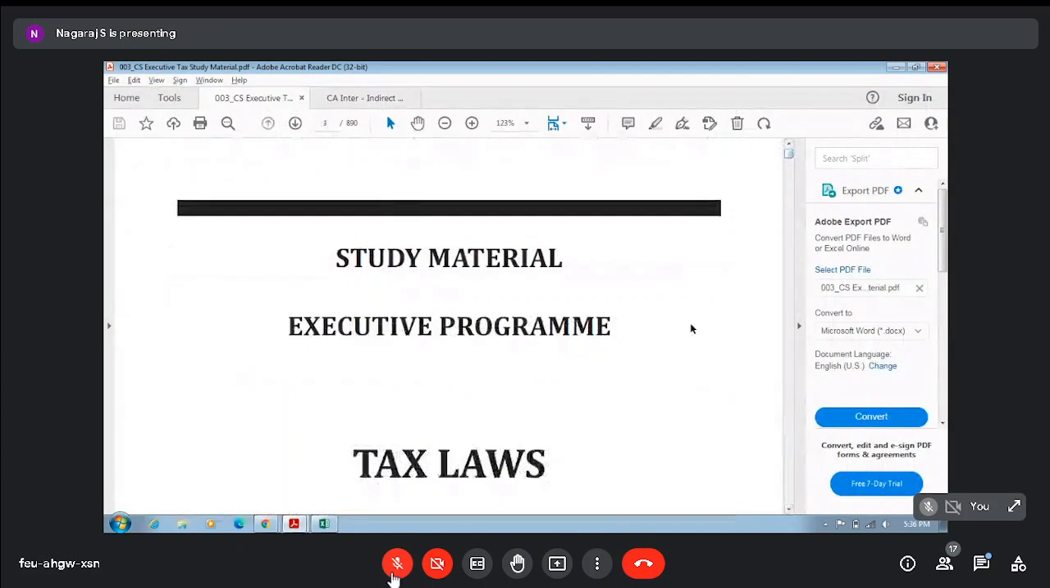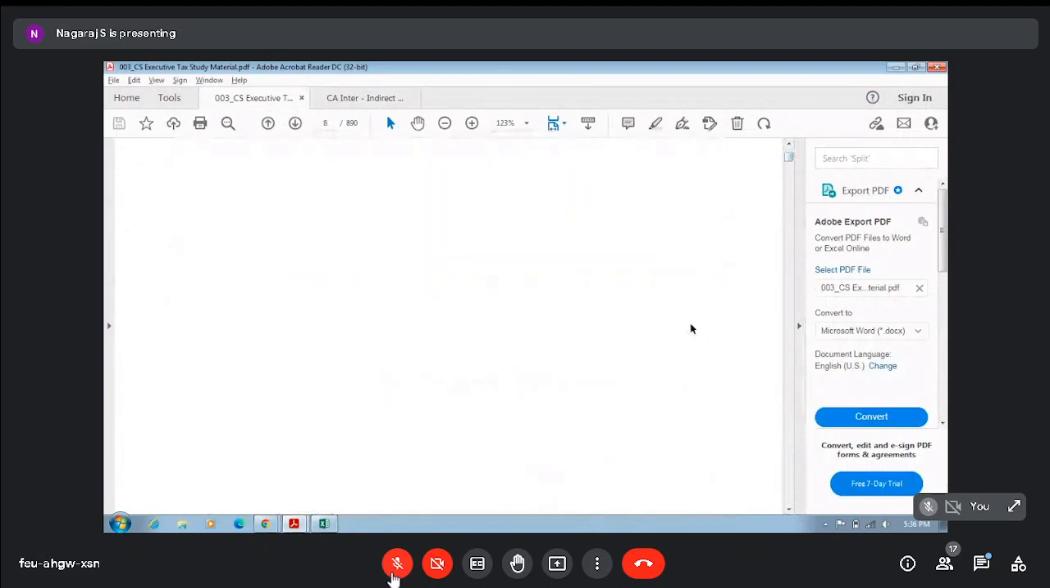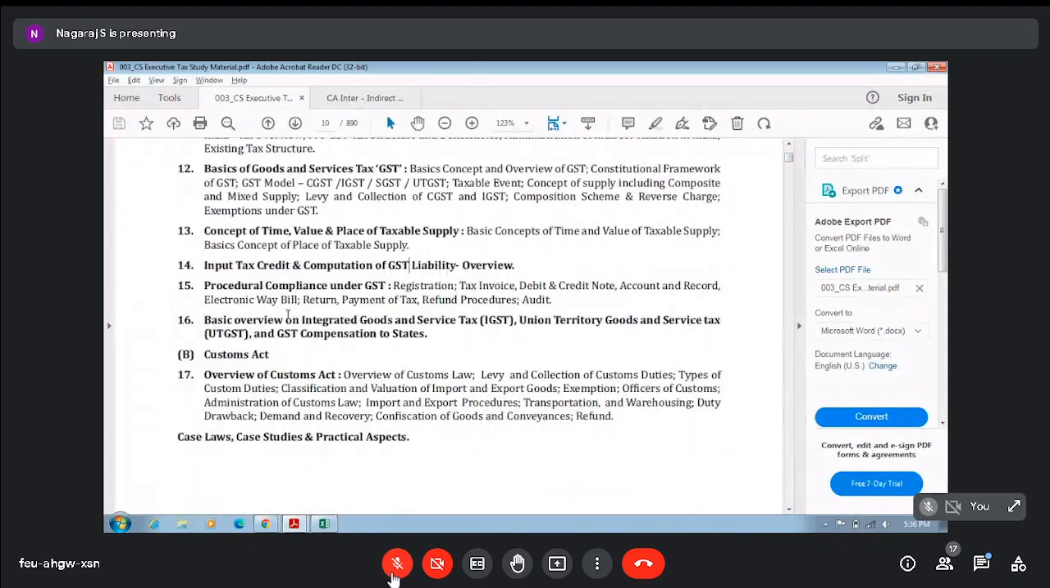If you guys remember, yesterday also I told I will not do that portion. This portion, here it is import of goods. Import of goods is covered in customs. Okay.